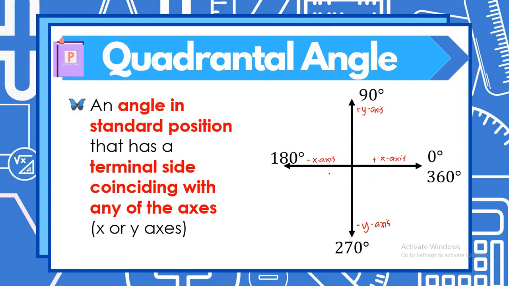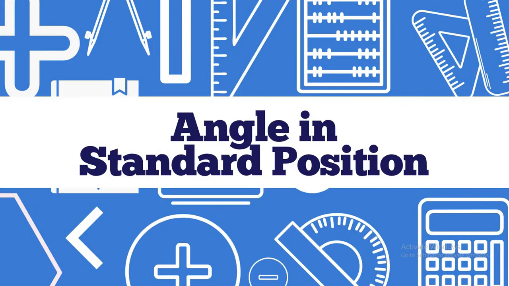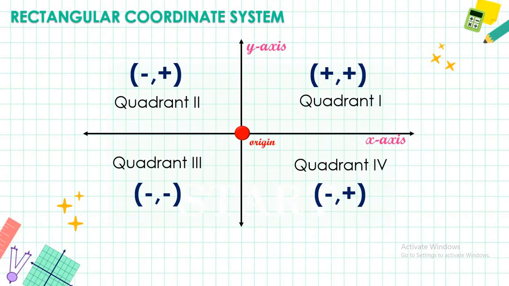So special types of angles are called quadrantal angles, and some examples are 90 degrees, 180 degrees, 270 degrees, and so on, just as long as the terminal side lies on either the positive x or y axis or the negative x or y axis. Let's now discuss an angle in standard position. All of the angles that we are going to discuss for trigonometry will always be angles in standard position. So what is an angle in standard position, which was also mentioned a while ago in the definition of a quadrantal angle? Let us first recall the rectangular coordinate system.